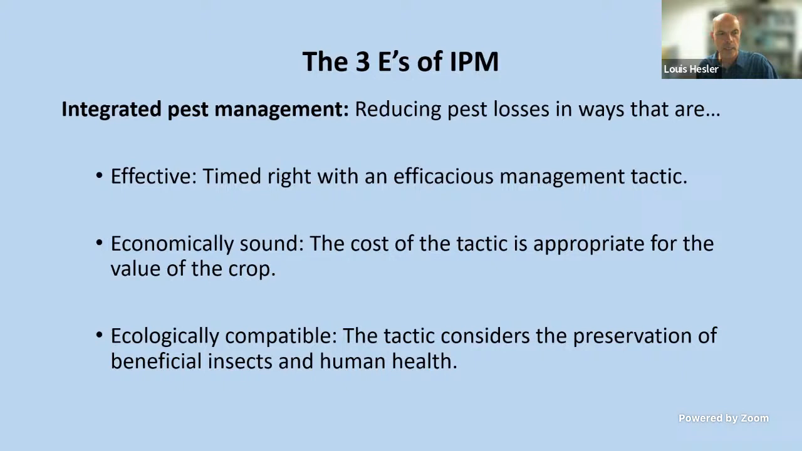And then finally, IPM needs to be ecologically compatible, and the tactic must consider the preservation of beneficial insects and human health. For example, spraying at the wrong time can cost the farmer for an ineffective application. He might need to spray again. The more frequently we spray, the more pressure we put on pest populations to develop resistance. If we're spraying frequently, we're probably knocking out some of our natural enemies that we're relying upon to actually help us with natural pest control. And we're also putting some things such as bees and other pollinators at risk. So we need to make sure that IPM is ecologically compatible.